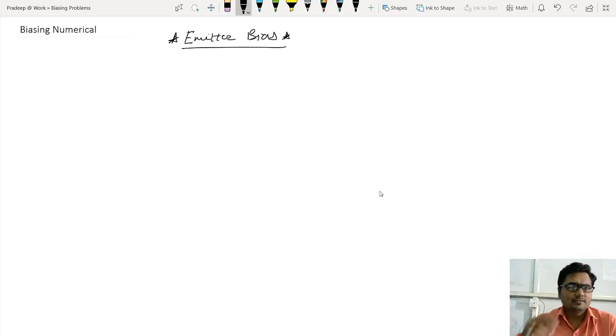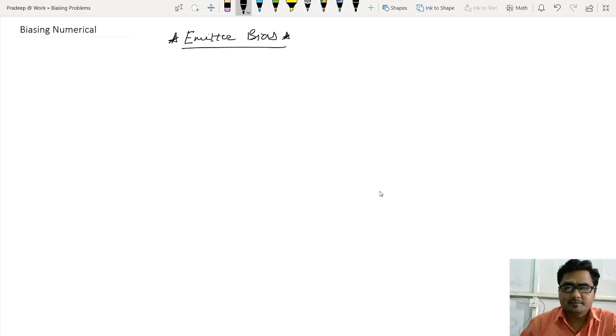Because we are already done with the stability factor for all those other circuits. Only emitter bias was the pending thing, and I kept it as a homework, or maybe a small kind of assignment for you. But if you are not able to, then I'll explain it again. Now let us draw the circuit diagram first.